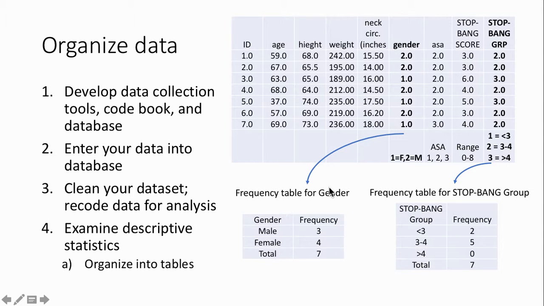So then what we're doing is running some simple initial descriptive statistics to help us look at the data or frequencies, and there's a lot of different ways that we can do that, and we'll talk about that later. You can have a frequency table for gender. Here you might have a frequency table for STOP-Bang category. You could also calculate means and medians for your other variables as well. Like we could even calculate the average STOP-Bang score or the mean weight, and we can look at the variability in that.